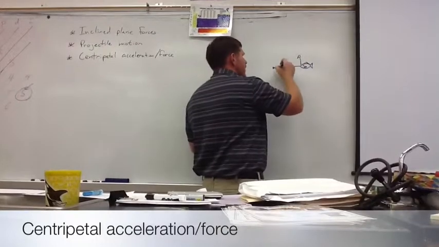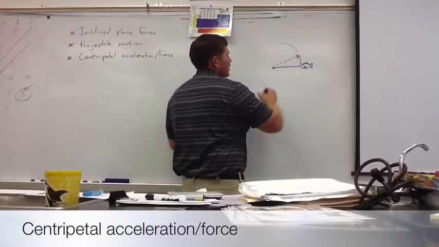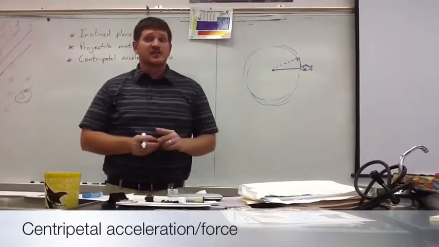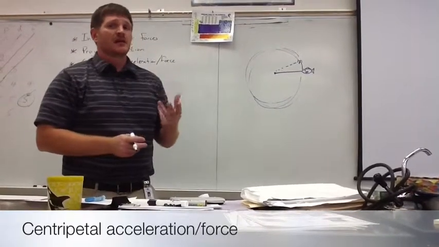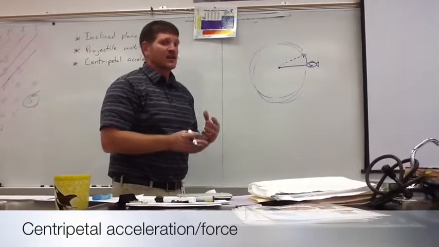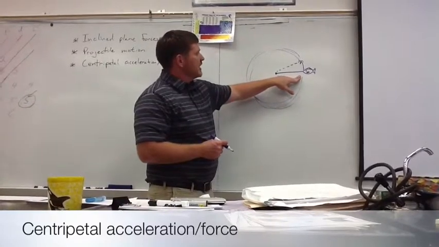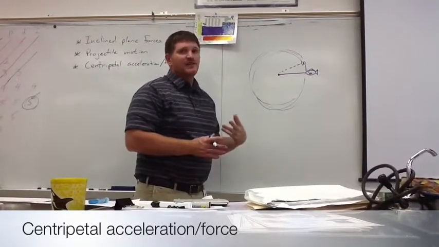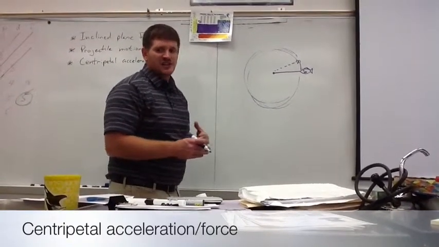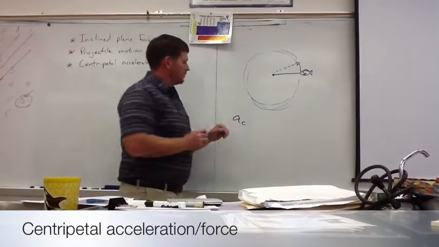Now, here's what makes this acceleration. In the grand scheme of things, we have a constant velocity around, but it's changing directions. And anytime we change directions, that means that our velocity has changed. I have a change in velocity, so I have acceleration. So this is my acceleration. I've got a couple different equations that I can use to help me figure out what my acceleration is at that point.